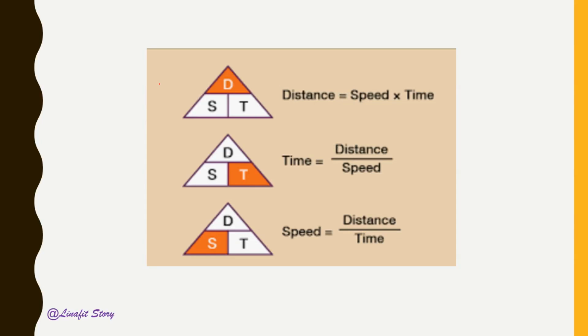D stands for the distance, S means the speed, while T means the time. So to get the distance is speed times time. To get the time will be distance divided by the speed. Then to get the speed is distance divided by the time. And then the speed can be measured in different units such as kilometer per hour, meter per minute, meter per second, centimeter per second, and so on.